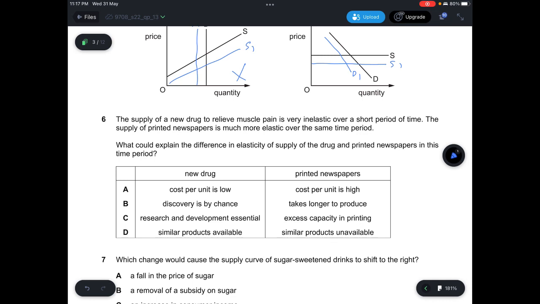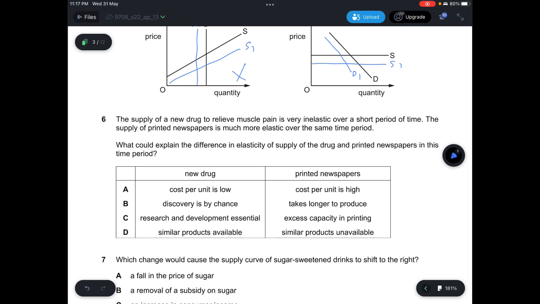So why is the new drug very inelastic, and why are printed newspapers elastic? We can look at the options here and we choose which one is the correct one.